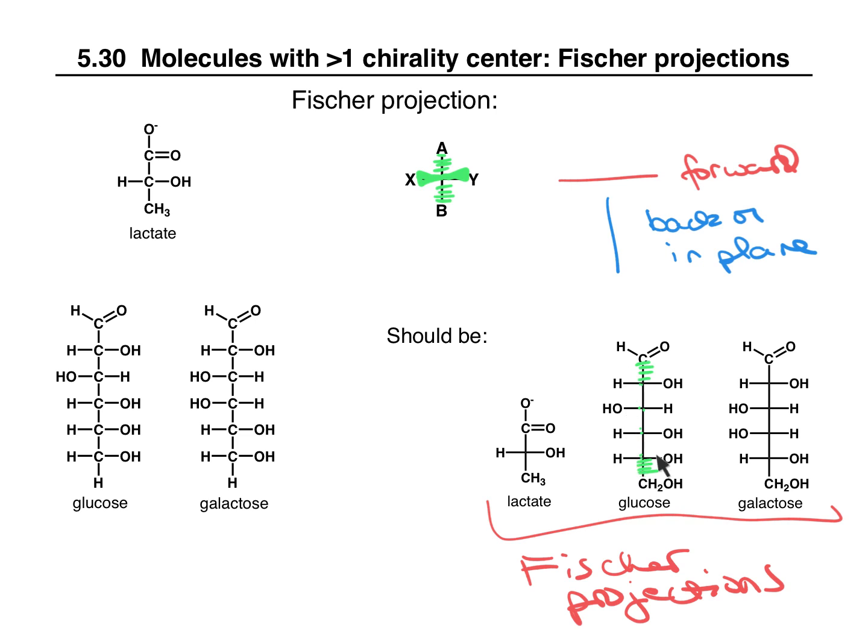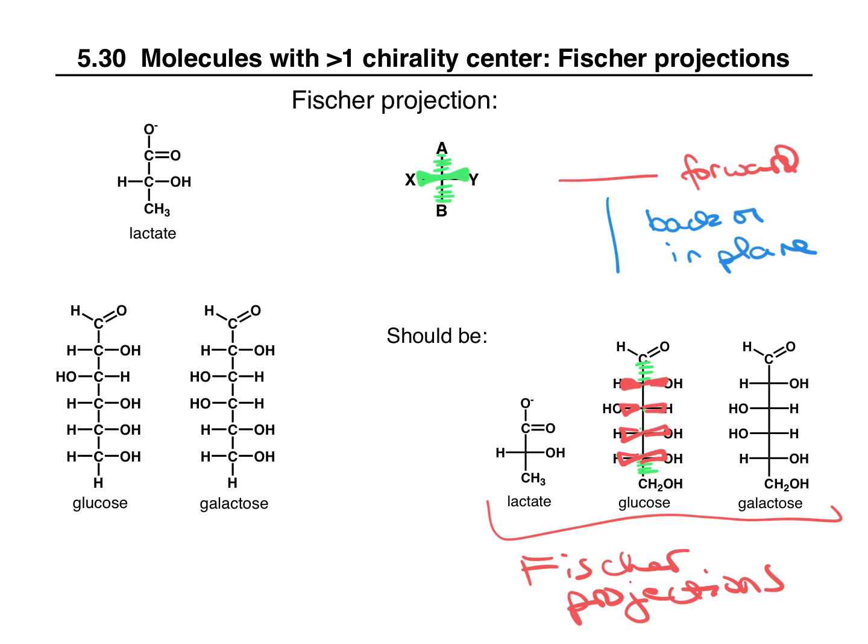Now, if you actually built a model of this, this would have a curve to it. So we kind of have to pretend that we are flattening out the structure so that these can be in the plane, and then just the ones on the end are going back behind. Now, all of these are coming forward, like this. Now, with a Fischer projection, because it is showing stereochemistry, you can assign RS configuration to any of the chirality centers.